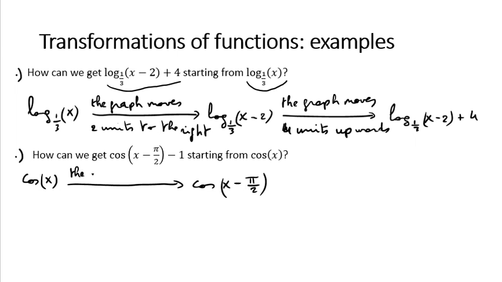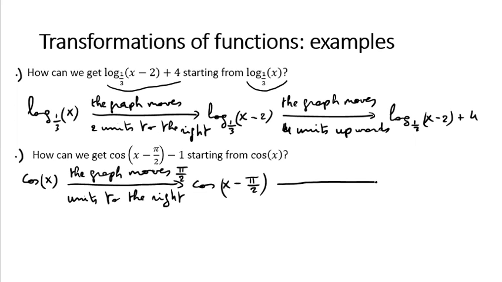So the graph moves pi over 2 units to the right. And we still have to get this function, so the cosine of x minus pi over 2 minus 1. To get here we have to move the graph with 1 unit downwards, because we have minus 1 here. So the graph moves 1 unit downwards.